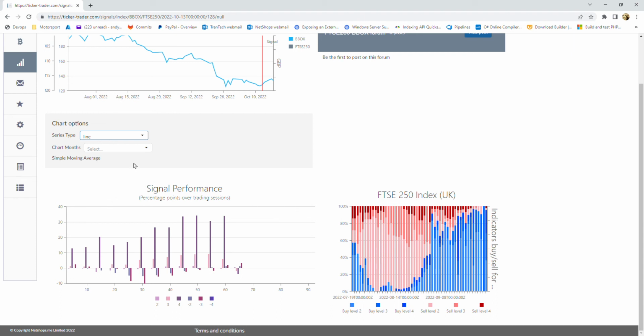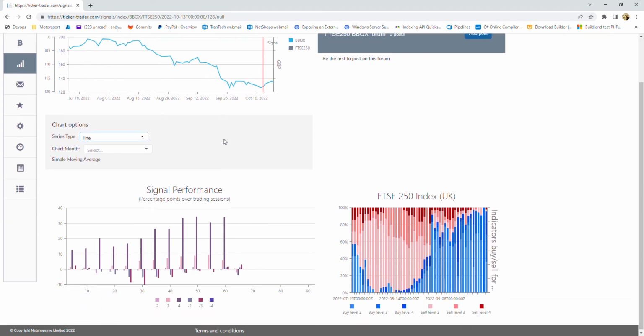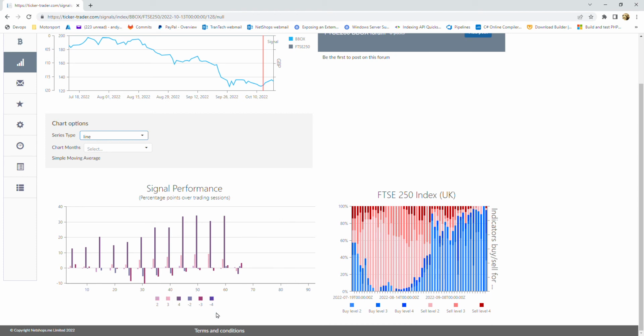So let's look at what this tells us, signal performance. What this is telling us is, over a period of trading days, the performance on average for this given stock here for the different indicators. So we've got level 2, 3, 4, -2, -3, -4. Level 2 buy, level 3 buy, level 4 buy, level 2 sell, level 3 sell, level 4 sell. And it's telling us that the best performing indicator on this stock, this is an average of 5 years. So there's a lot of data gone into building this chart for you.